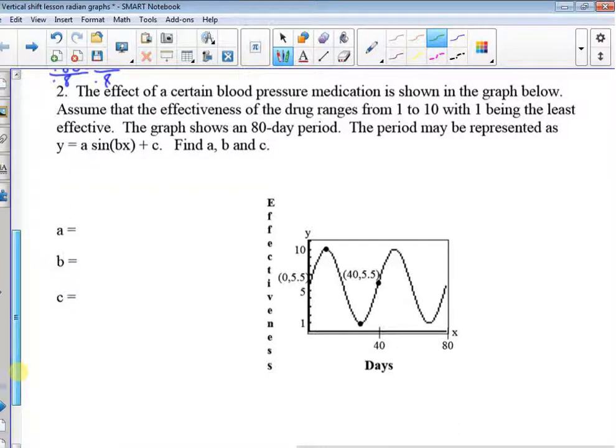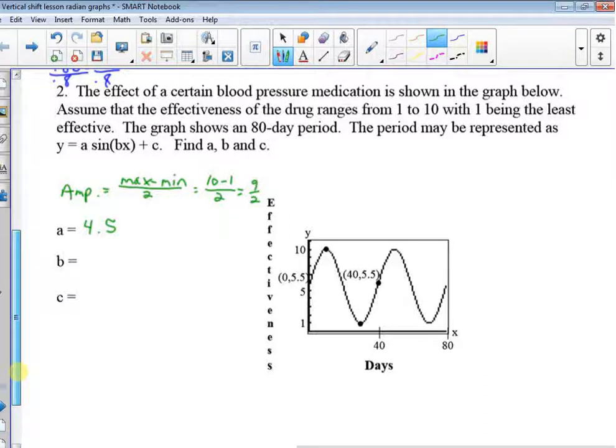So that amplitude is equal to, again, max minus min divided by 2. So our max is 10 from the graph, our min is 1, so 9 divided by 2, which is 4.5.